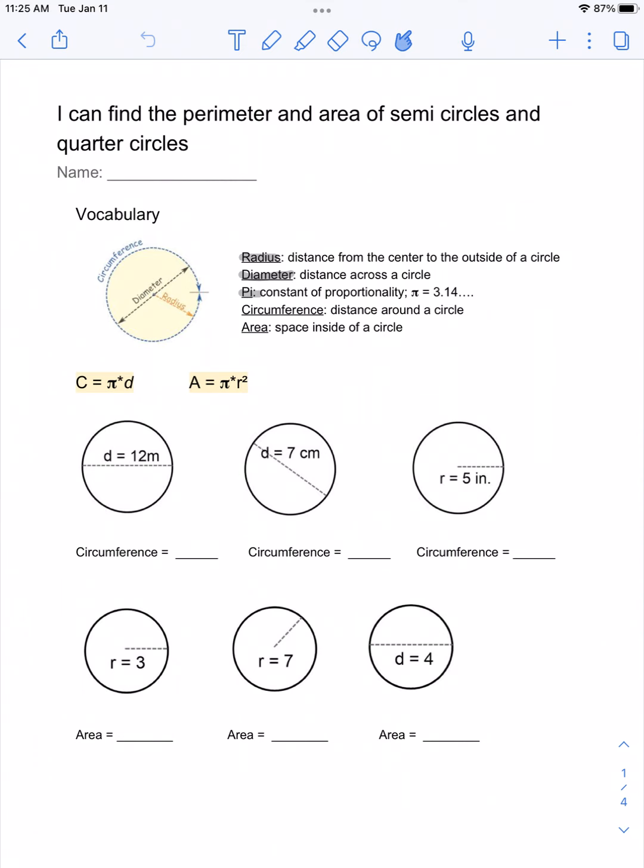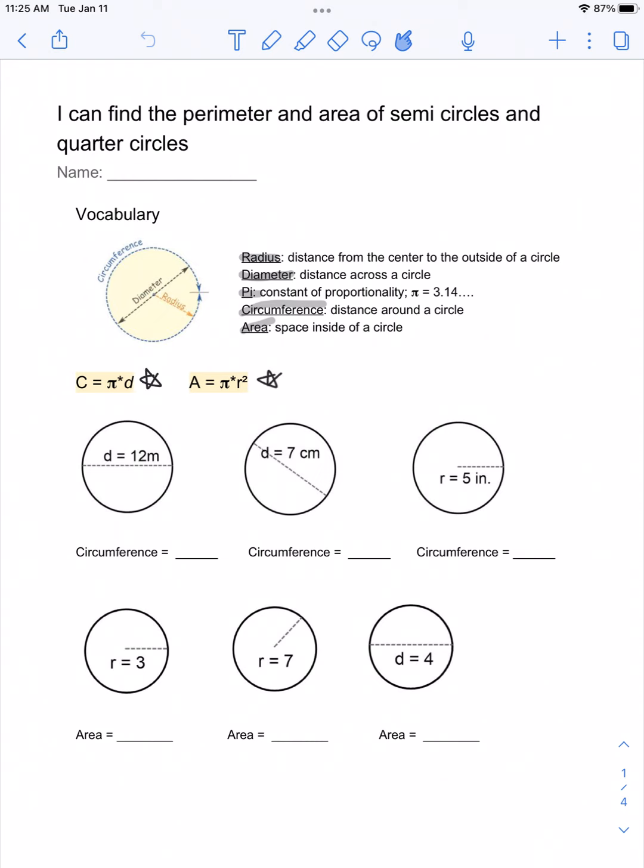Pi is a constant that we use in calculating circumference and area. You can use 3.14 for the shortened version of pi. The circumference is the distance around the circle, and the area is the space inside of a circle. You'll see below is the formula for circumference and the formula for area.